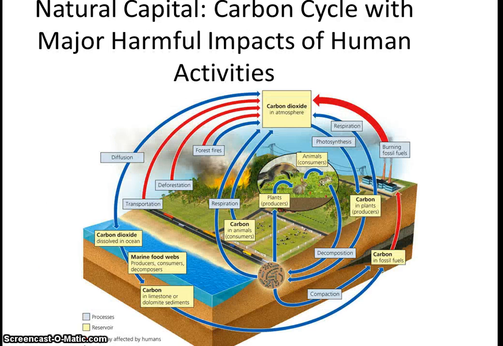Okay, next one is the carbon cycle. The carbon cycle is pretty important because carbon is a building block of carbohydrates, basically of all your macromolecules.